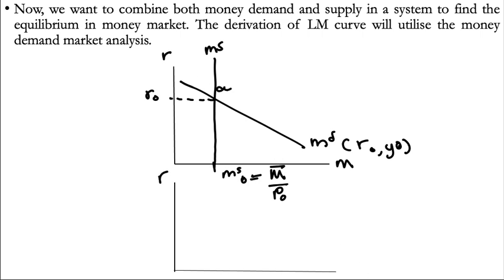So in the second graph, we want to put the LM curve. So we have R and Y. So we have R naught with Y naught.